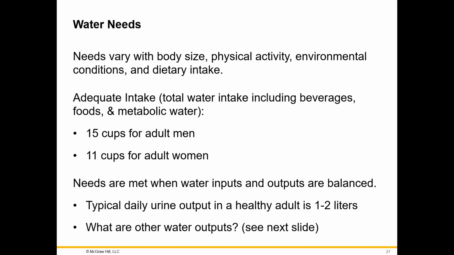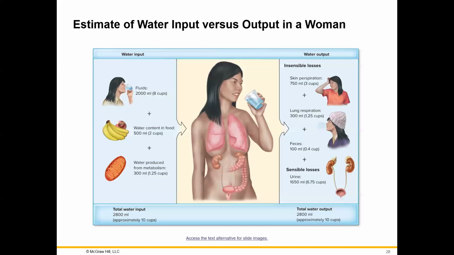And so they say for adult men, the recommended intake is about 15 cups per day. For adult women, it's approximately 11 cups per day. And so it's really important to understand that our water needs are met when the water inputs from both food and drink balance out the water outputs. And that includes water lost through all of the various bodily functions. In a healthy adult, typical daily urine output ranges from 1 to 2 liters.